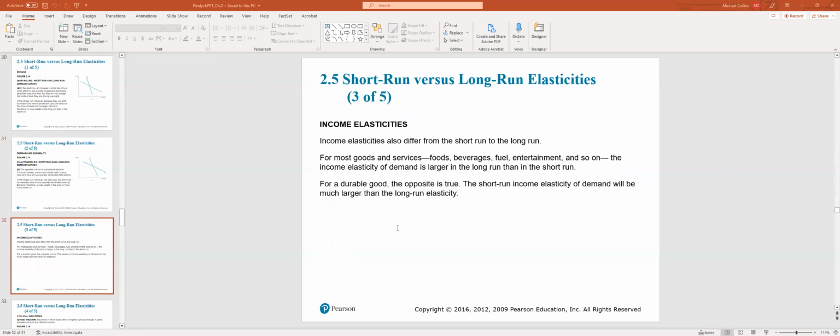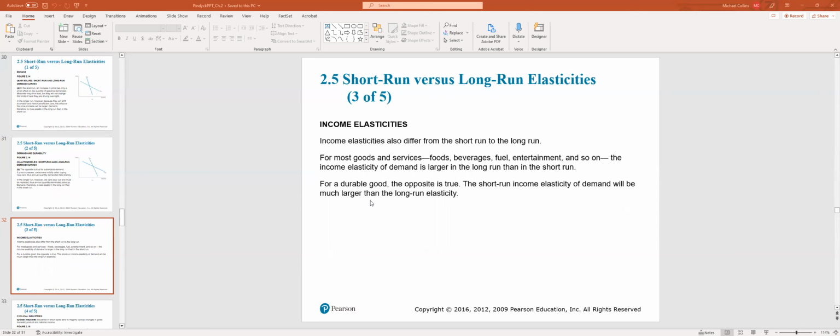Income elasticities also differ from the short to the long run. For most goods and services, foods, beverages, fuel, and entertainment, and so on, the income elasticity of demand is larger in the long run than the short run. For durable goods, think about a car, a fridge, anything kind of durable, the short run income elasticity of demand will be much larger than the long run elasticity.